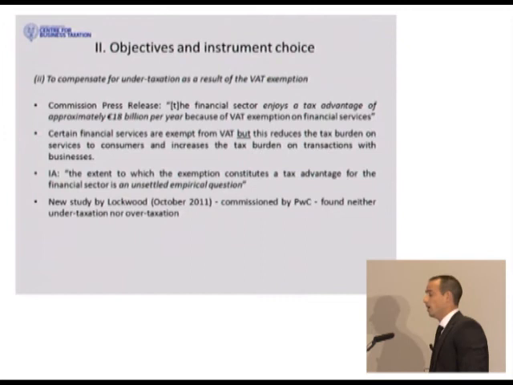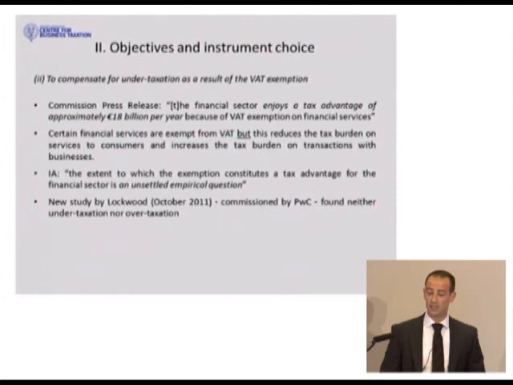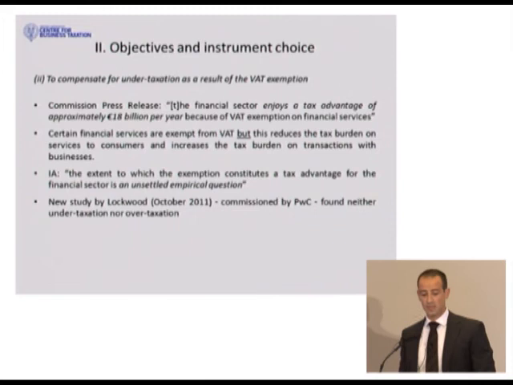Okay, so that was the first reason given by the Commission as to why we might want to impose a tax on the financial sector to raise revenue. The second reason is to compensate for the undertaxation of the sector as a result of the VAT exemption. The Commission at times presses hard on this argument. In the press release which accompanied the proposal, it said the financial sector enjoys a tax advantage of approximately 18 billion per year because of the VAT exemption on financial services. So it uses this argument in quite a strong form.